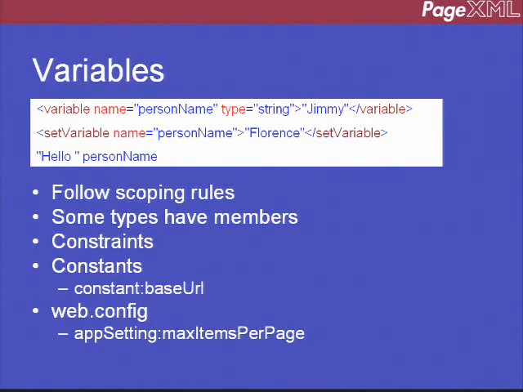And then there's constants and settings. To get a constant, you just put constant colon in front of it. There's constant base URL, or you could have constant client certificate. There's also stuff like constant referrer URL. There's a whole load of constants. And app settings, which is stuff in the web.config that you can put in there.